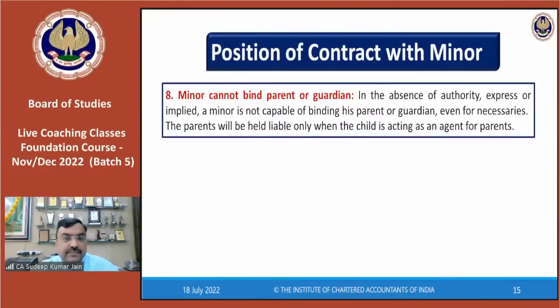Minor cannot bind parents or guardians. In simple words, the guardians or parents of a minor are also not liable for the liabilities of the minor. In the absence of authority, express or implied, a minor is not capable of binding his parents or guardian even for necessaries. The important line: the parents will be held liable only when the child is acting as an agent for parents. Say my son is just 11 years old and I asked him to purchase something on my behalf. Now I am liable because he is buying on my behalf. He is working like an agent for me.